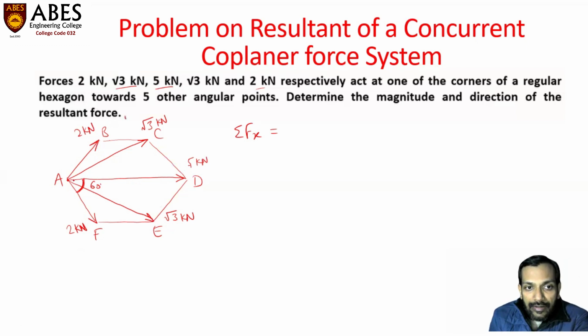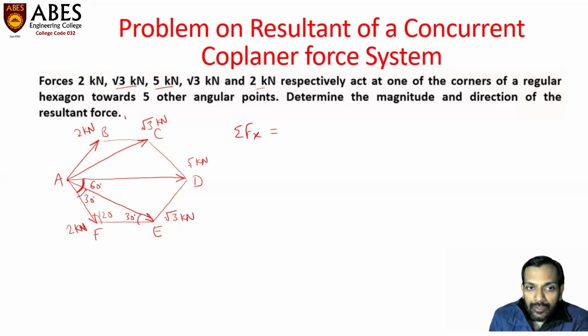Now look at this triangle AEF. In the triangle AEF, this angle is 120 degrees, and AF is equal to FE. Therefore, angle FAE should be equal to angle AEF. If this angle is 120, the summation of the remaining two angles must be 180 minus 120, that is 60 degrees. Therefore, this angle should be 30 degrees, and this angle is also 30 degrees.